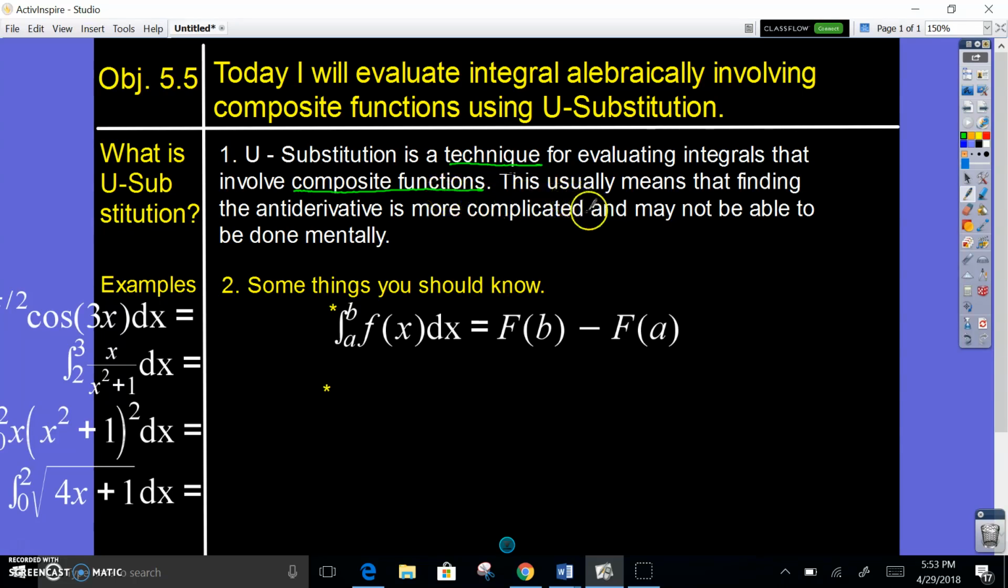So what this usually means is that finding the antiderivative is just a little bit more complicated, and sometimes it's not able to be done mentally. And so the U substitution method is going to help us when those things happen. There's a couple things we need to remember before we get started with examples. The first one is the fundamental theorem of calculus part 2, which says that to evaluate a definite integral, an integral from a to b of f of x dx, we need to take the antiderivative of b minus the antiderivative of a.